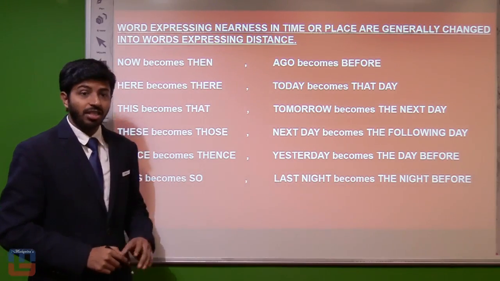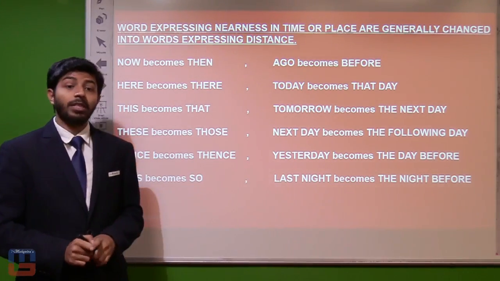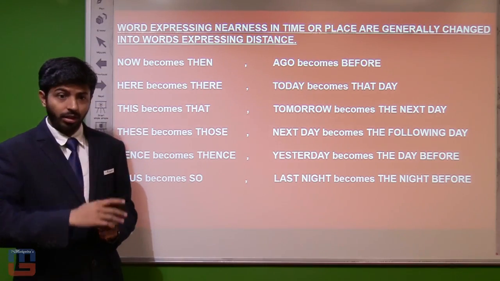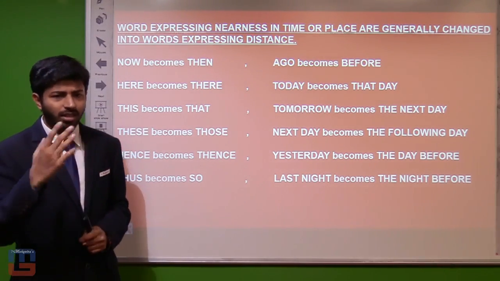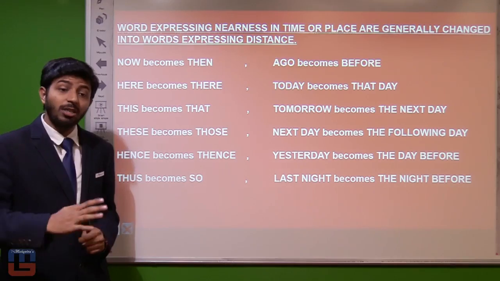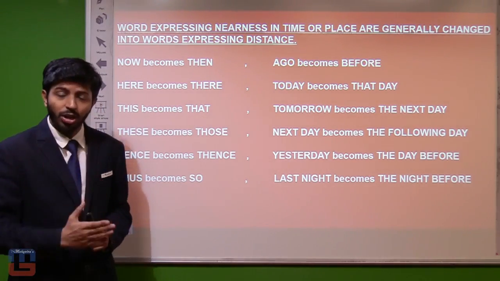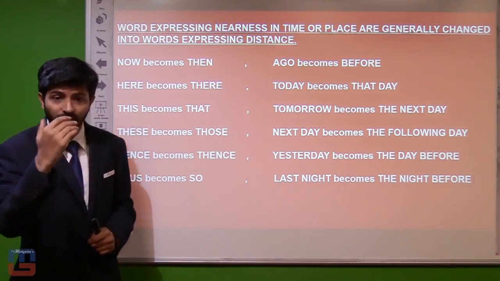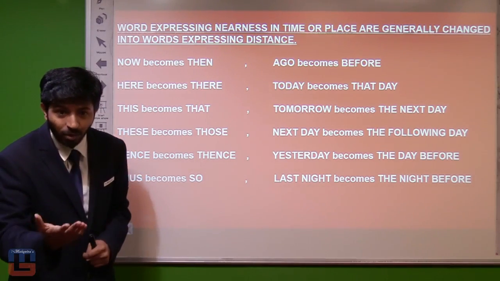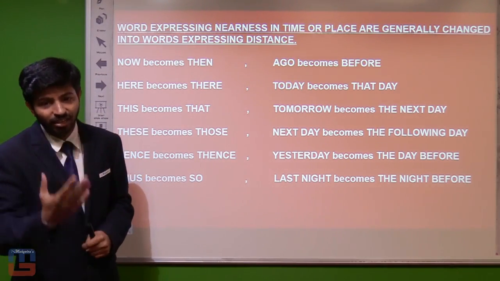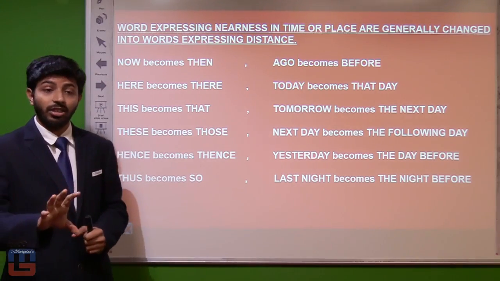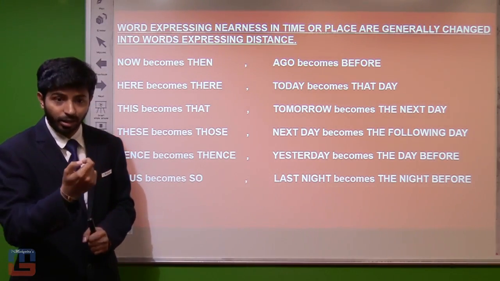Now next, these are the important rules. Words expressing nearness in time or place generally change into words expressing distance. Now becomes then, here becomes there, this becomes that, these becomes those, hence becomes thence, thus becomes so, ago becomes before, today becomes that day, tomorrow becomes the next day or the following day, yesterday becomes the day before, last night becomes the night before. So these are the words which we have to change when we are changing the sentence from direct to indirect speech.